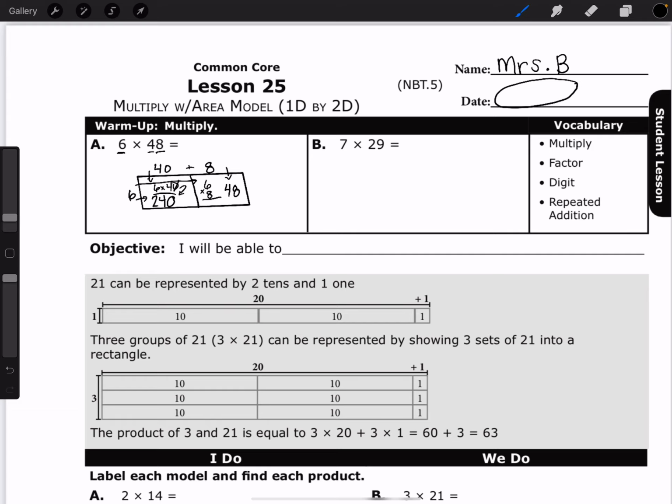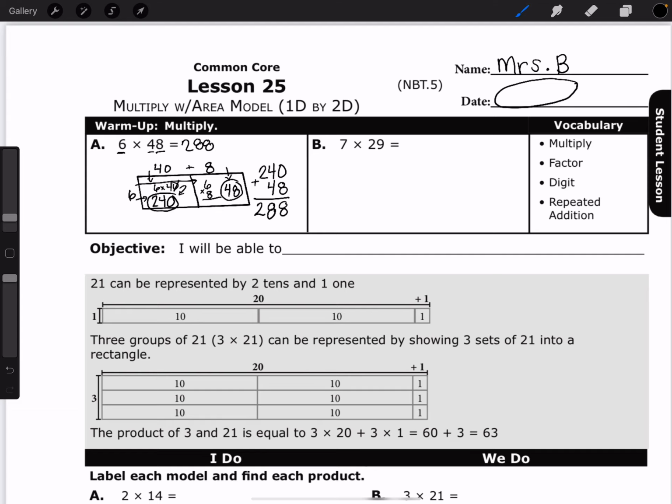So we're going to take these partial products and we're going to add them together because it's not the complete product. So I'm going to do 240 plus 48. So 0 plus 8 is 8. 4 plus 4 is also 8. And 2 plus 0 is 2. So I know 6 times 48 is 288.